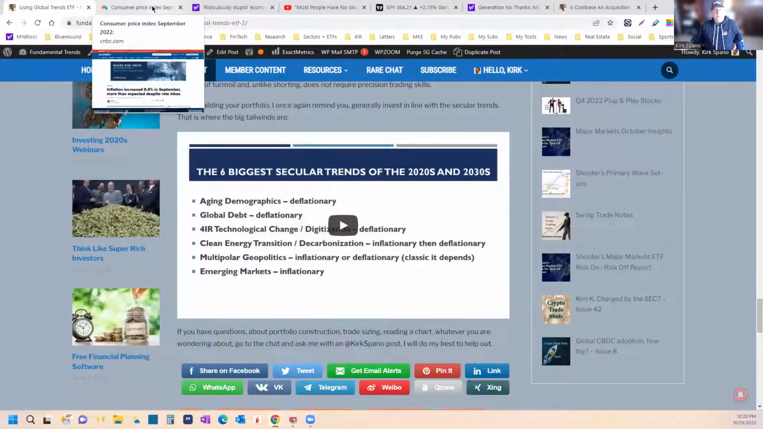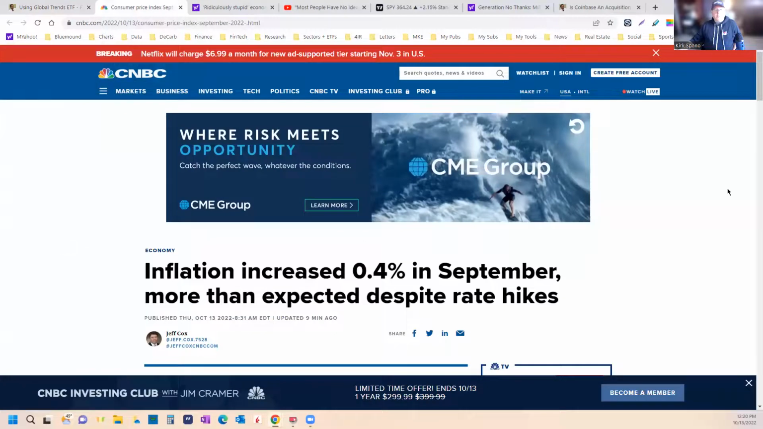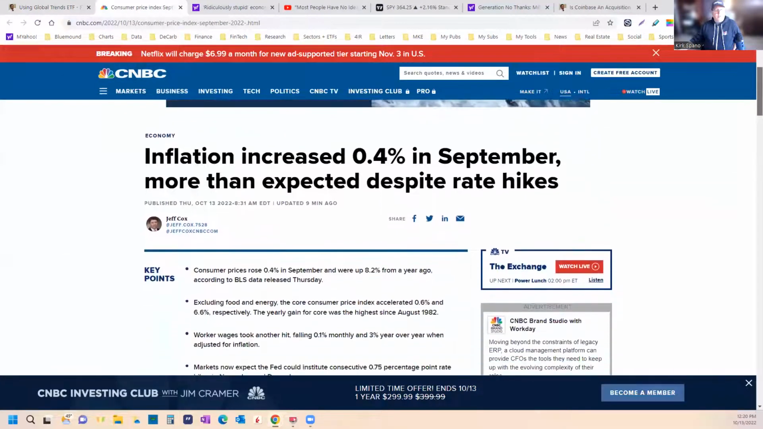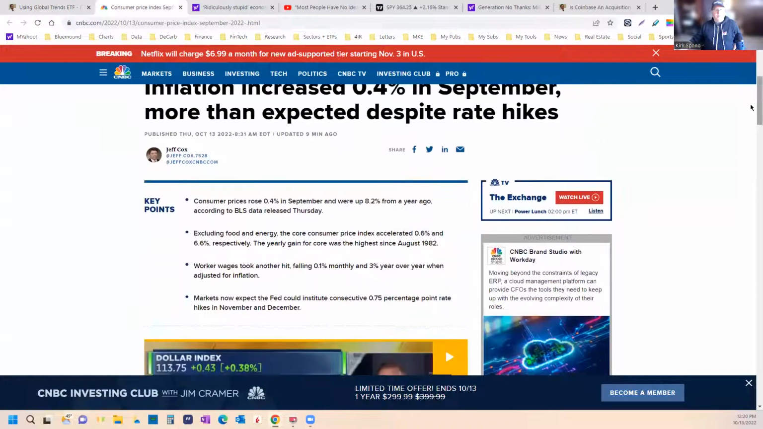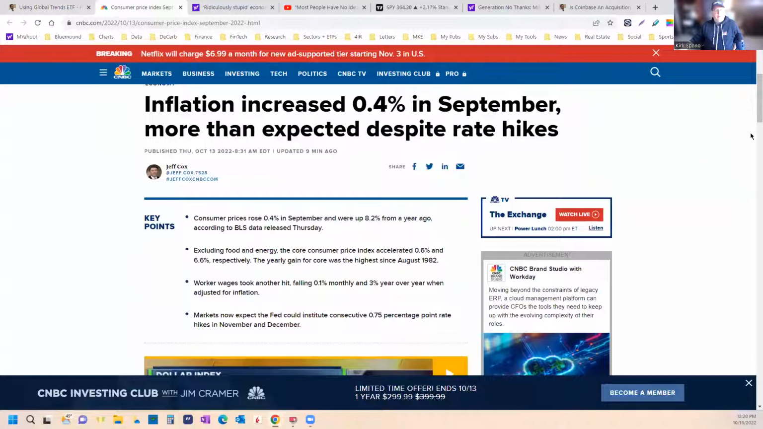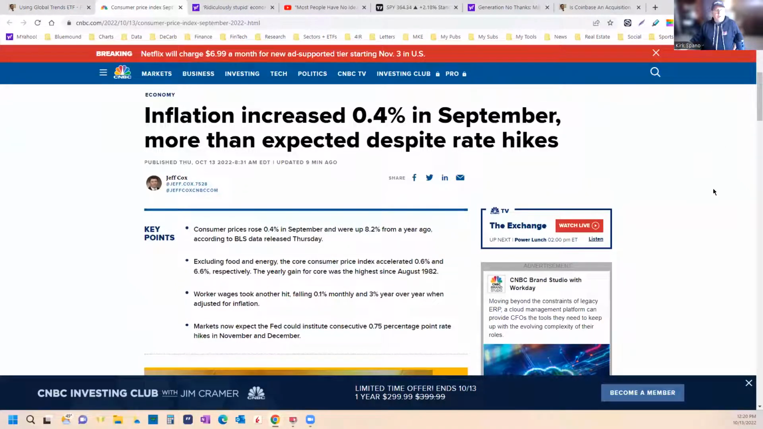So what was in the news today? Consumer price index went up a little bit. This looks like it is the peak of inflation. All the evidence points to it, but the Fed is going to want confirmation, and I don't think they get that confirmation until November.